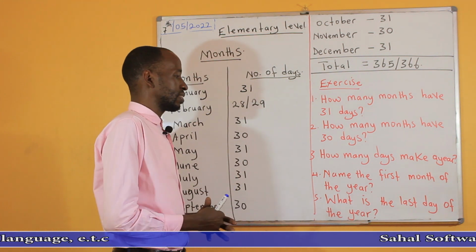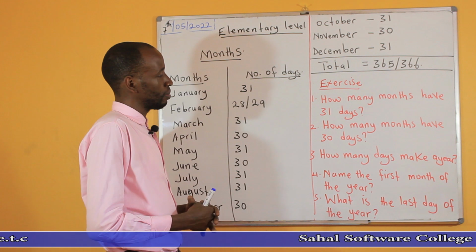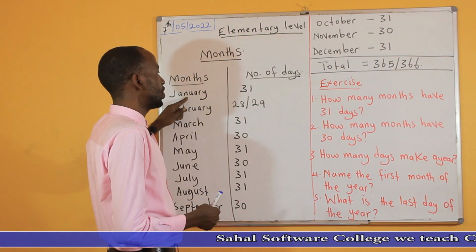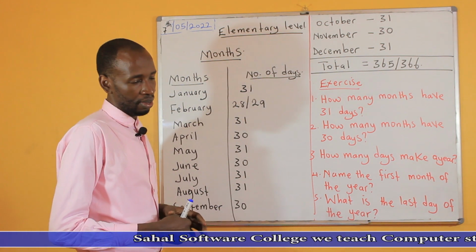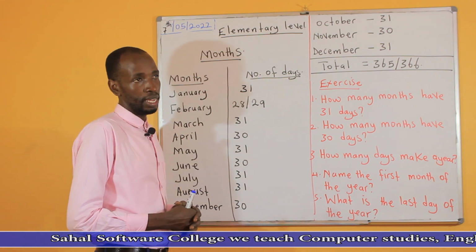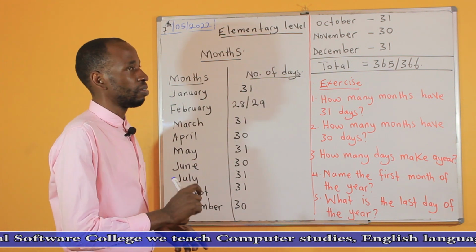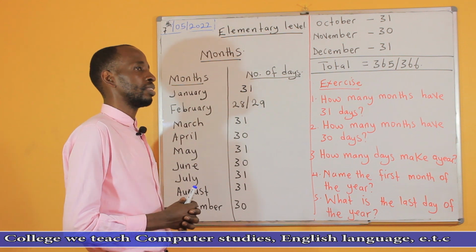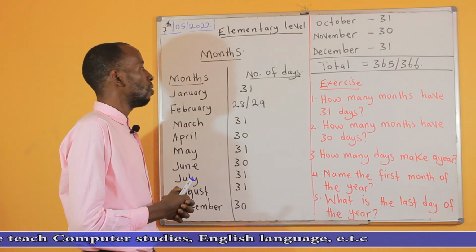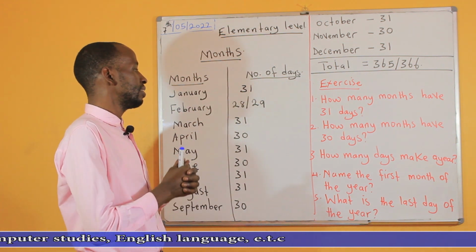Name the first month of the year. Of course, the first month of the year is January. So you have to note that. You have to say the first month of the year is January.